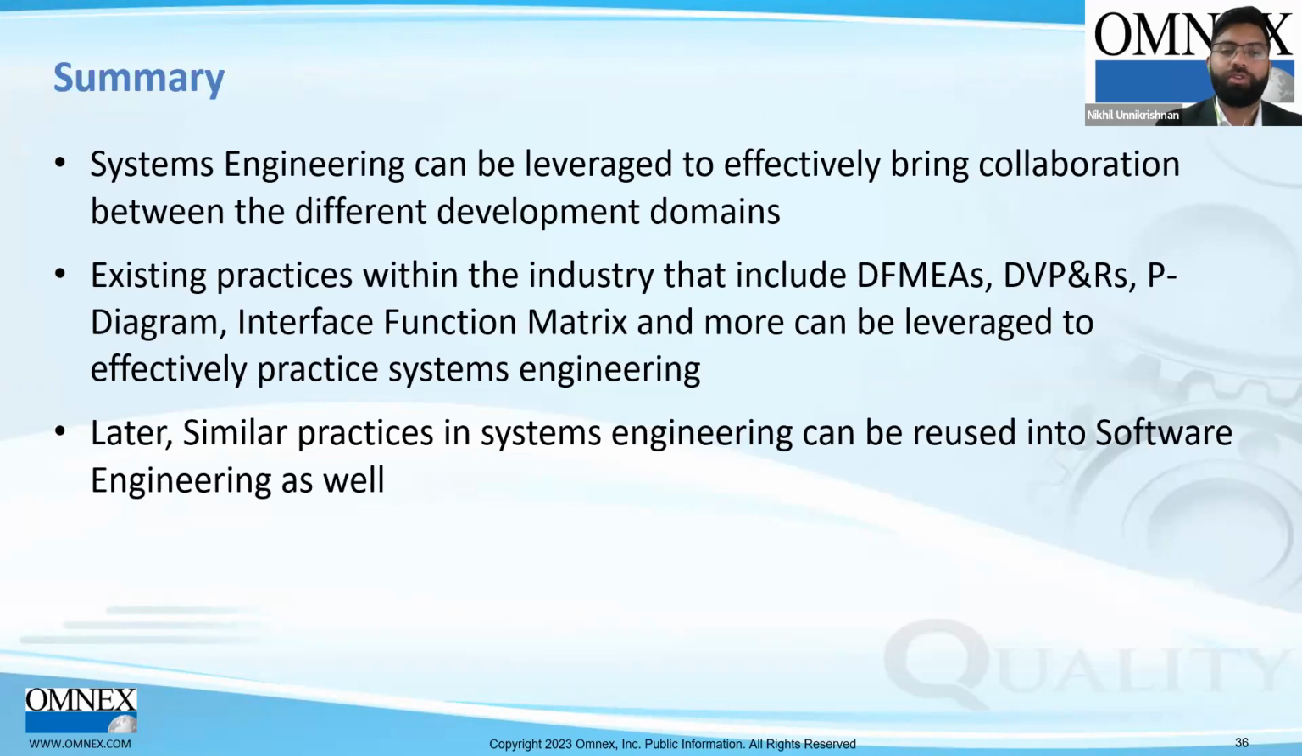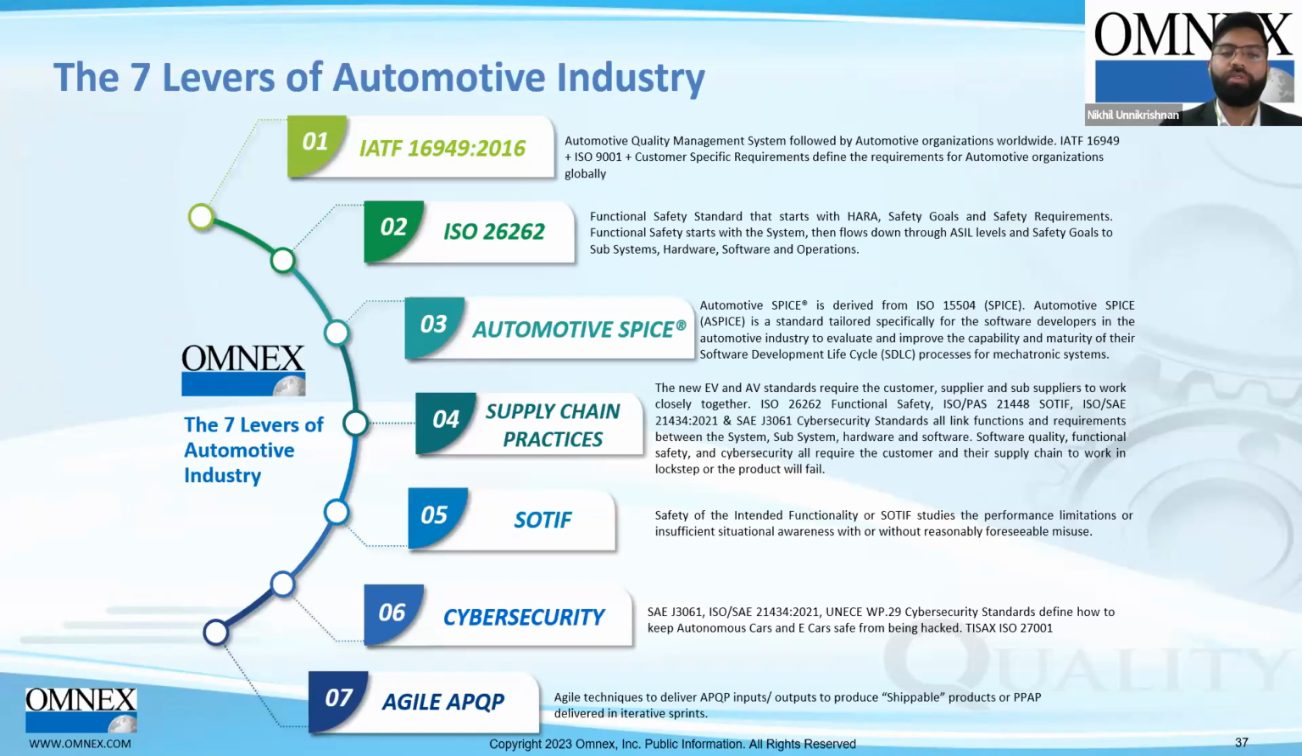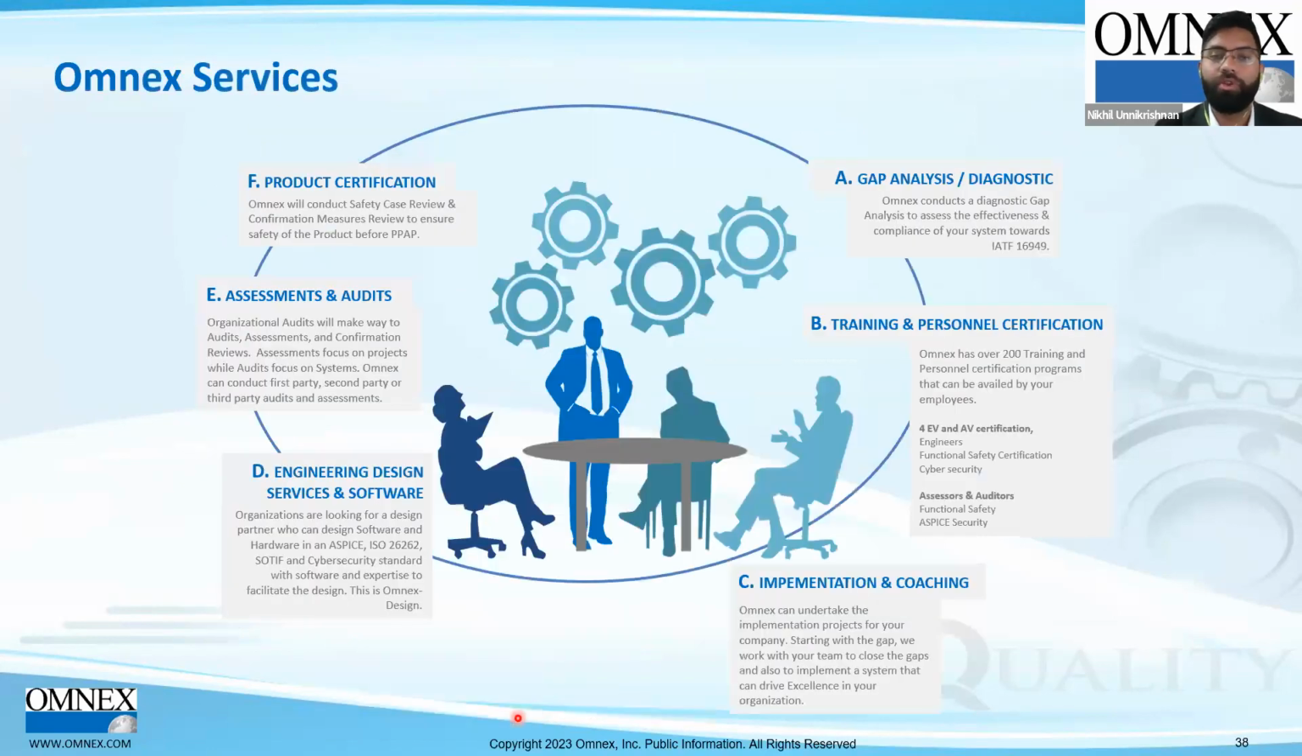With that, I would like to re-emphasize the 7 levers that we talk about from Omnex. We talk about the 7 levers of the automotive industry, where a lot of rapid changes have been happening, especially within the electric and autonomous vehicle sectors. You have IATF 16949, ISO 26262, Automotive SPICE that we covered today, supply chain practices, cybersecurity, and agile APQP. With all of these, Omnex helps our customers with gap analysis, training, personnel certification, implementation coaching, engineering design services and software solutions, assessments and audits, and product certifications.